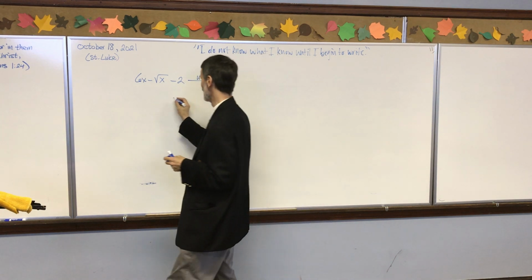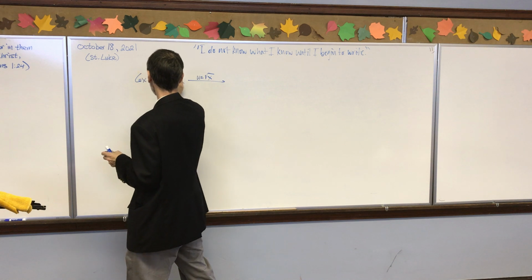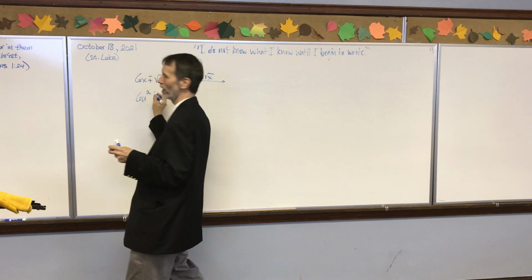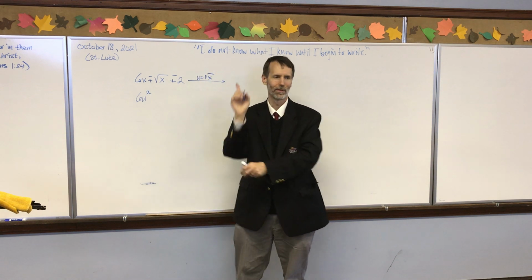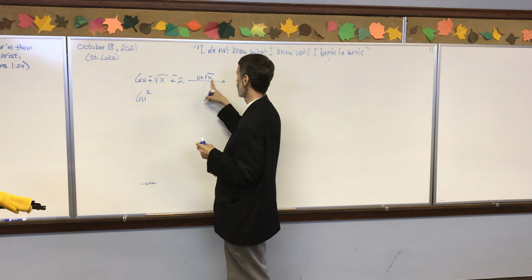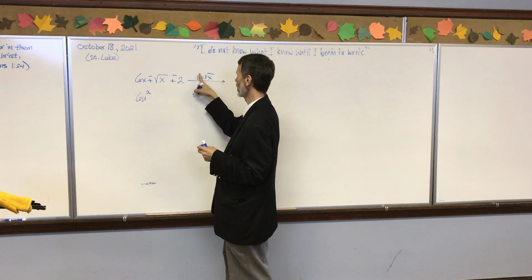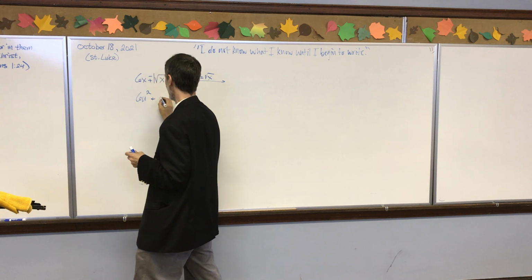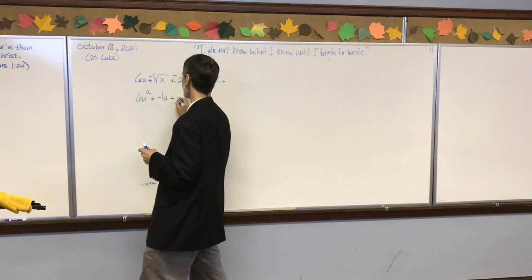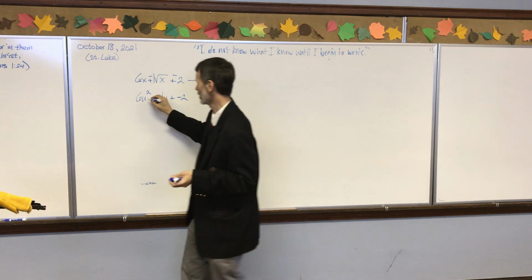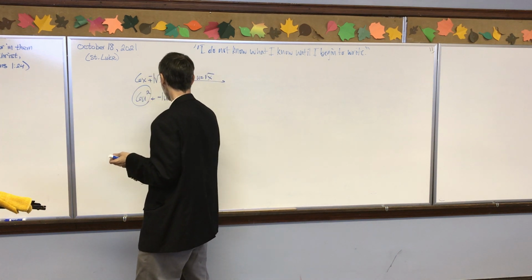It should look like this. I'm going to add the opposite: 6u squared. If u is radical x, then u squared would be regular x. This is plus negative 1u plus negative 2. That you can factor by magic.